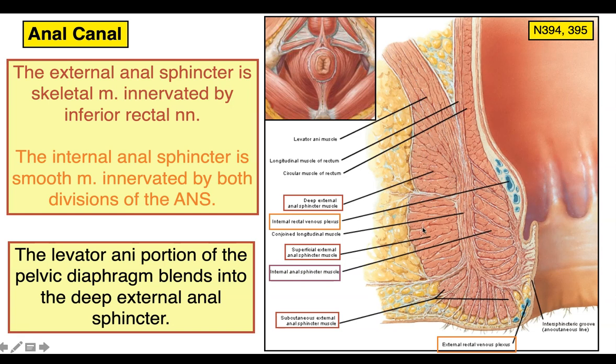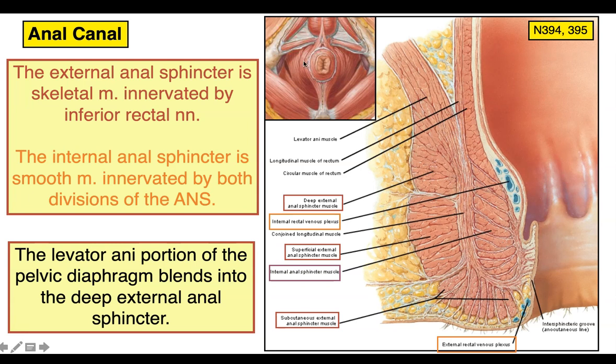So the levator ani muscle is continuous with the deep part of the external anal sphincter muscle, and this muscle is a skeletal muscle, innervated by the inferior rectal branch of the pudendal nerve, and it is under voluntary control. It controls the movement of the feces through the anal canal during defecation. And there is another sphincter inside, that is the internal anal sphincter. Internal anal sphincter muscle is continuous with the circular muscle layer of the rectum. It is formed by smooth muscle, innervated by the autonomic nervous system, and it is not under voluntary control.